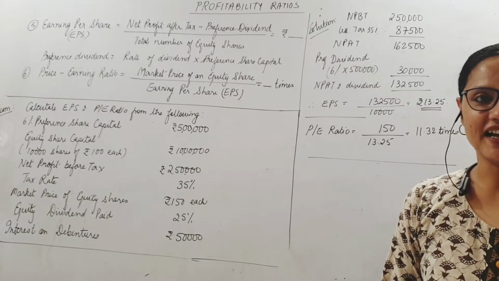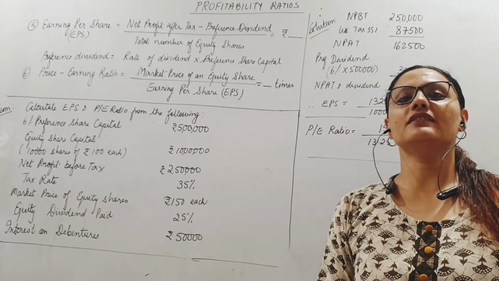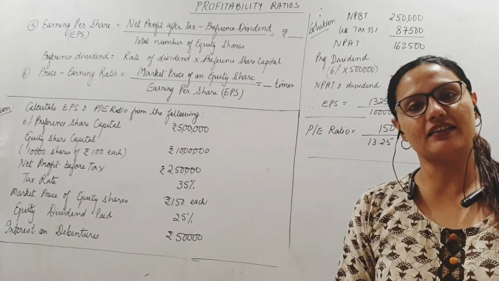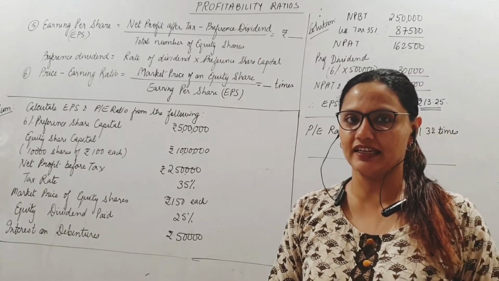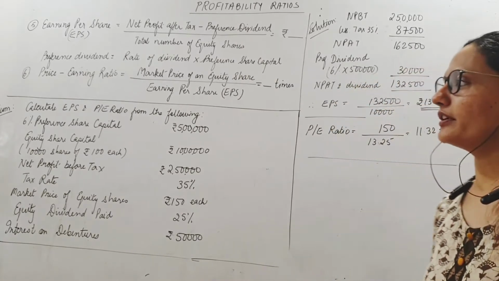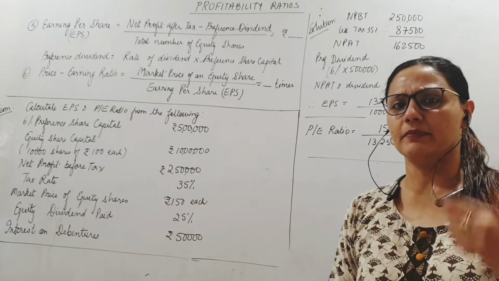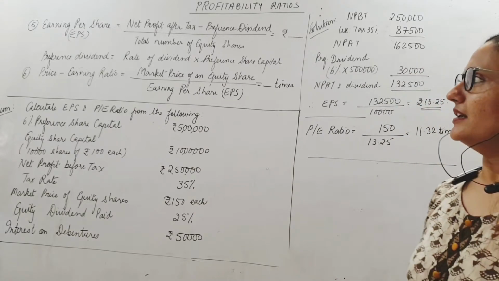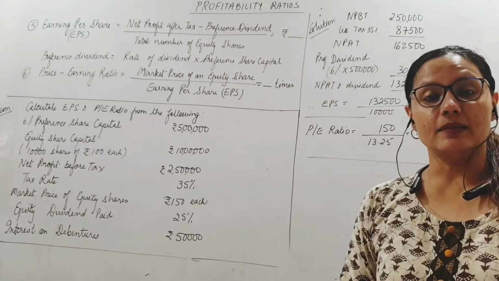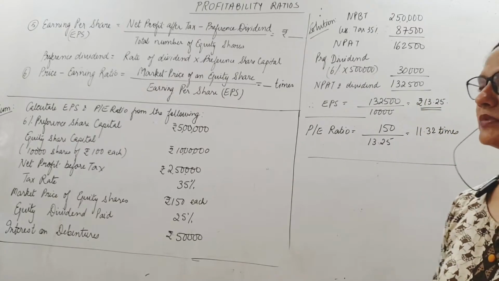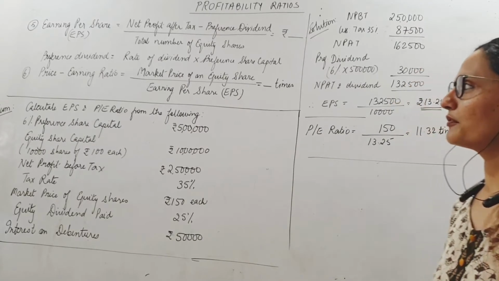Hello children, welcome back. This is one more video on ratio analysis. Yes, we are in the last set of ratios, the profitability ratios. And today we are going to do the fifth and sixth ratio in this, and we'll be left just with one more. Earning per share, EPS, as the short form is famously known.